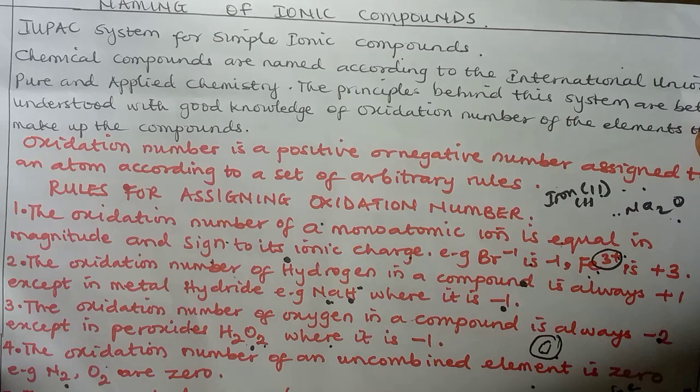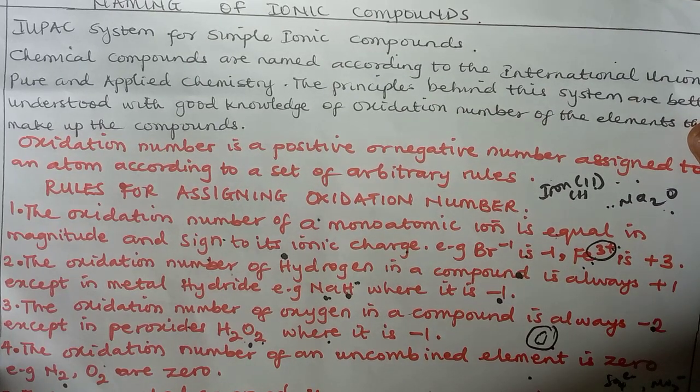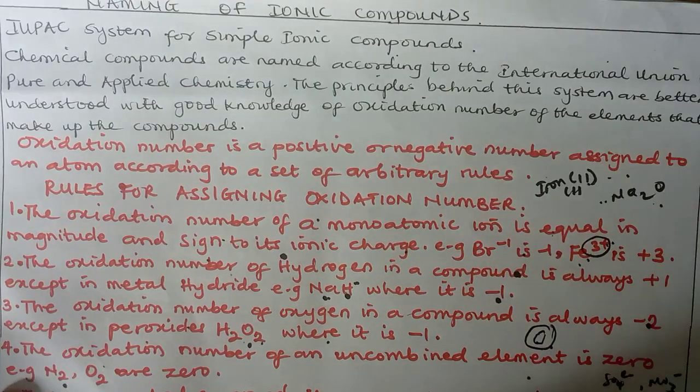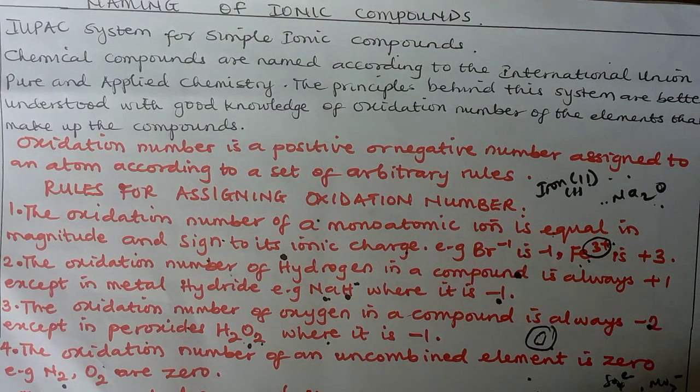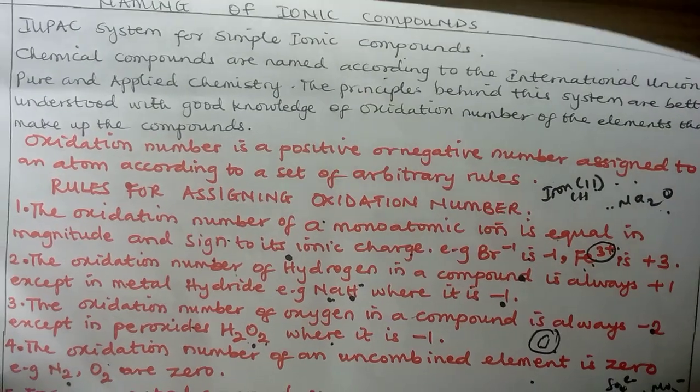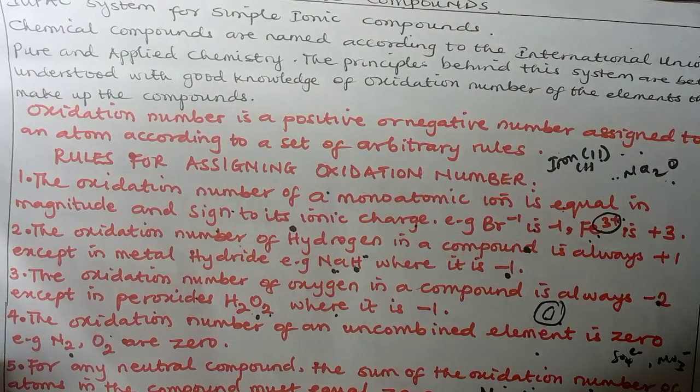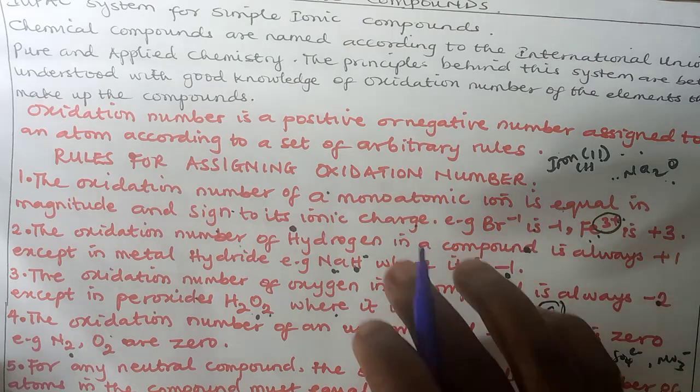Before, the old method was used. For instance, if we want to name calcium tetraoxosulfate(VI), it is named as calcium sulfate. That's the old name. But for students now, you're expected to write the name in full using the IUPAC nomenclature. So oxidation numbers are assigned based on these rules.